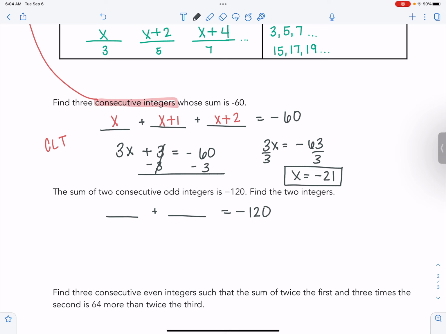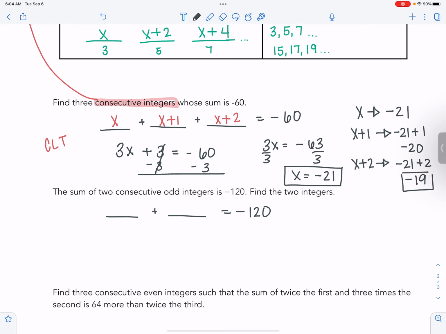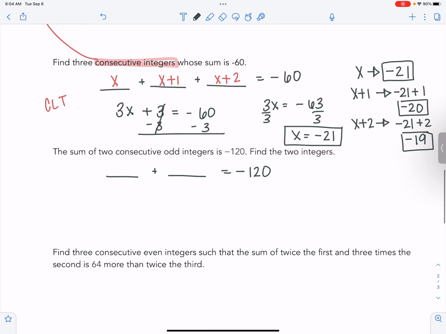Okay, well, that's only my first one. They want all 3 consecutive integers. So x is negative 21, which means x plus 1 is going to be negative 21 plus 1, which is going to give me negative 20. And x plus 2 is going to be negative 21 plus 2, or negative 19. And so those would be my three consecutive integers.